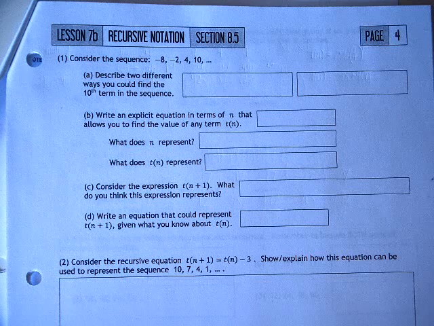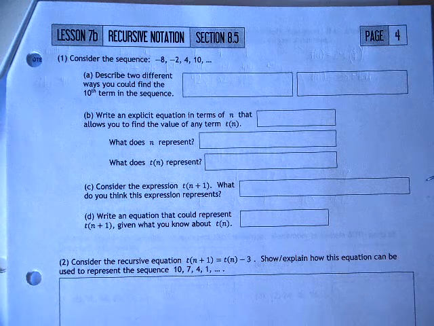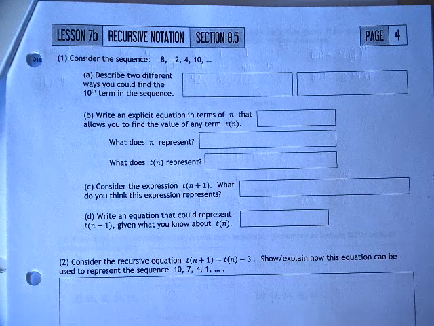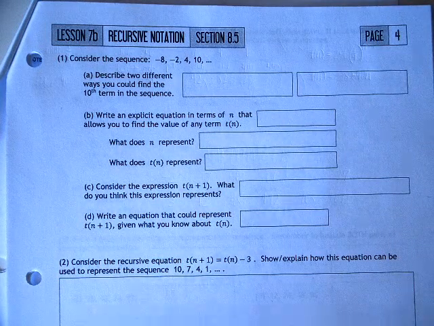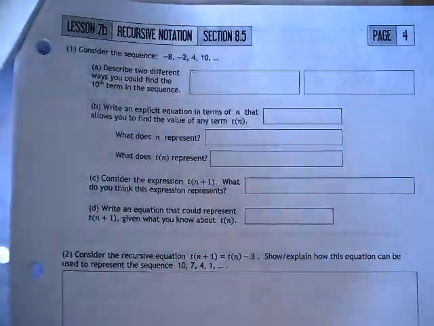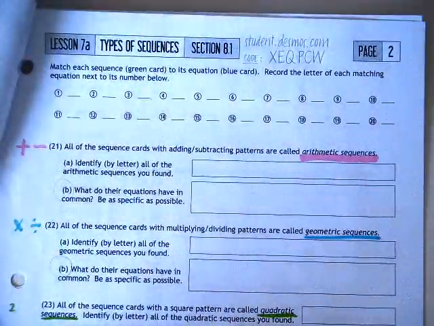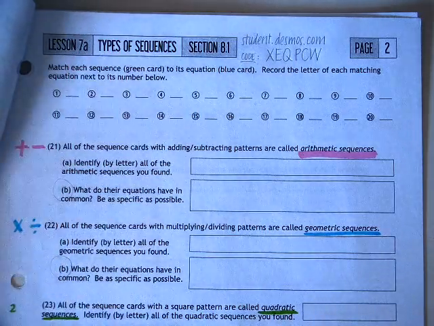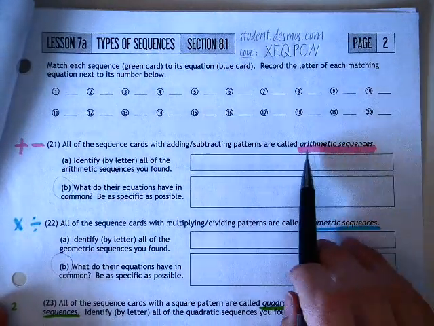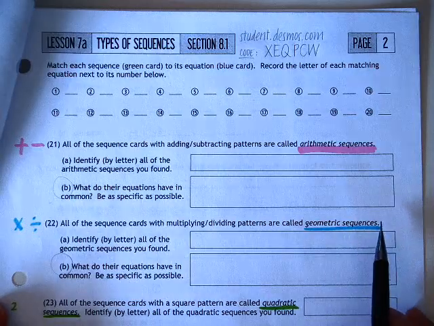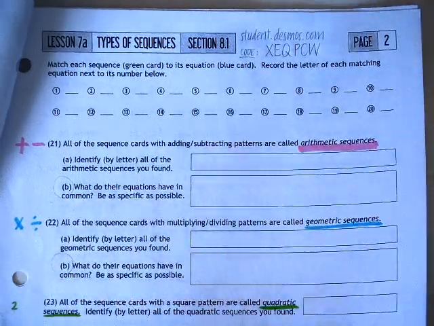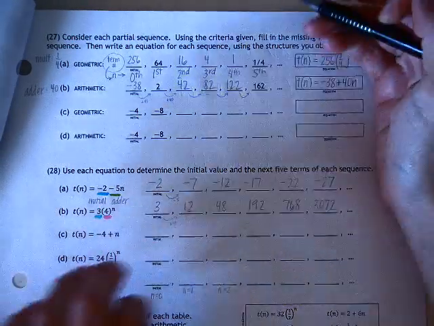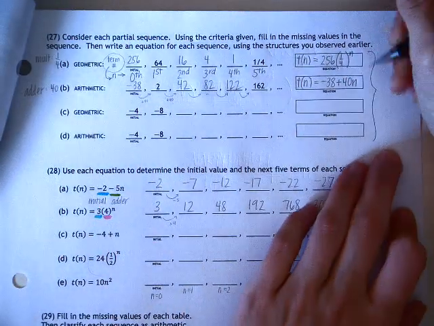In any case, this lesson is going to introduce you to a new notation for sequences called recursive notation. The notation you were using in the previous set of lessons on pages 2 and 3 was called explicit notation. So all of those notes that we made together about arithmetic sequences and geometric sequences, those equations that we were dealing with, specifically the ones that looked like the ones on page 3, are called explicit equations.